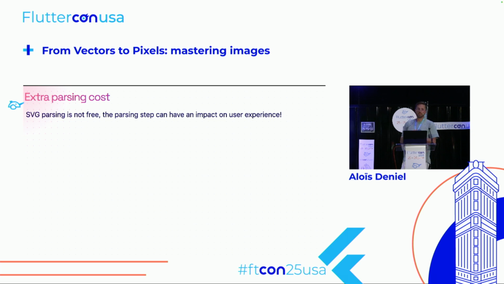So obviously, since it has to parse the XML files, it has a pre-processing step, and this one is not negligible. Sometimes when you have a lot of SVG files on the screen, you can see a small delay, and that's probably because of this XML parsing step.